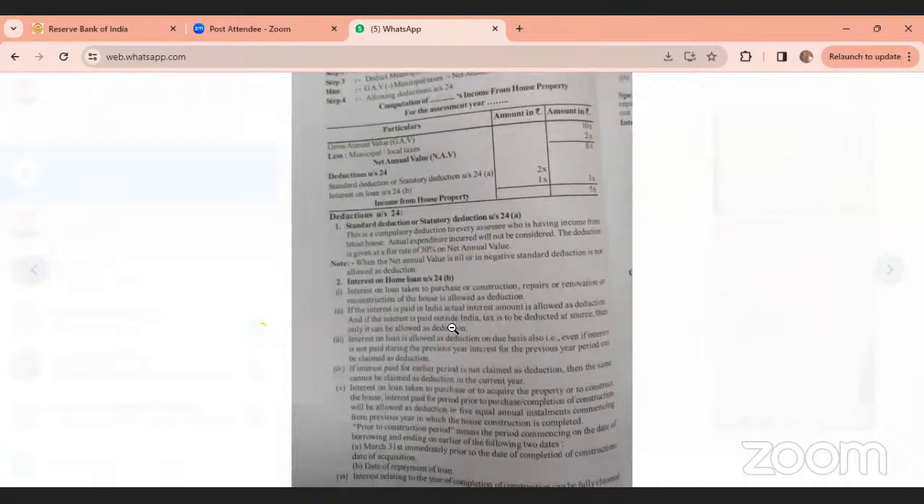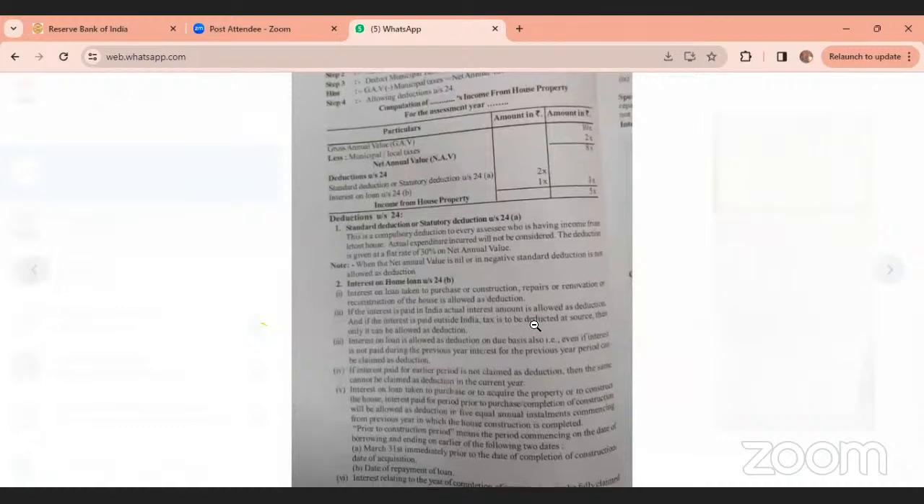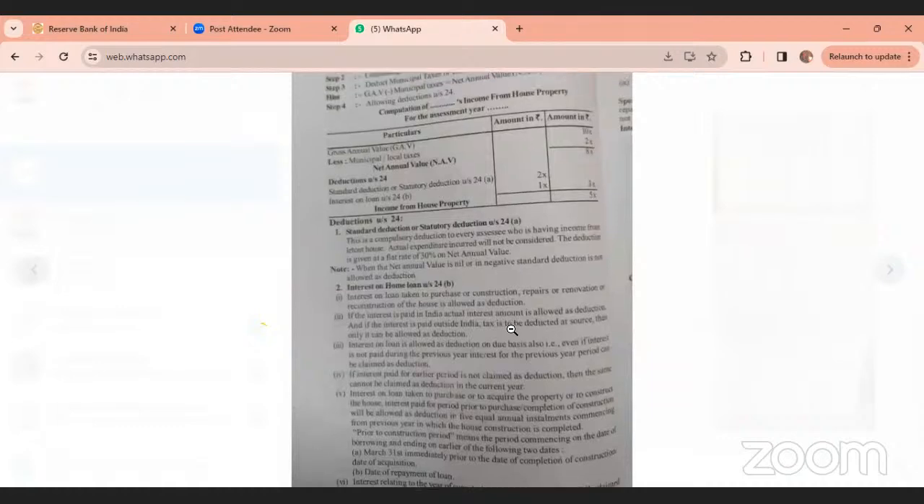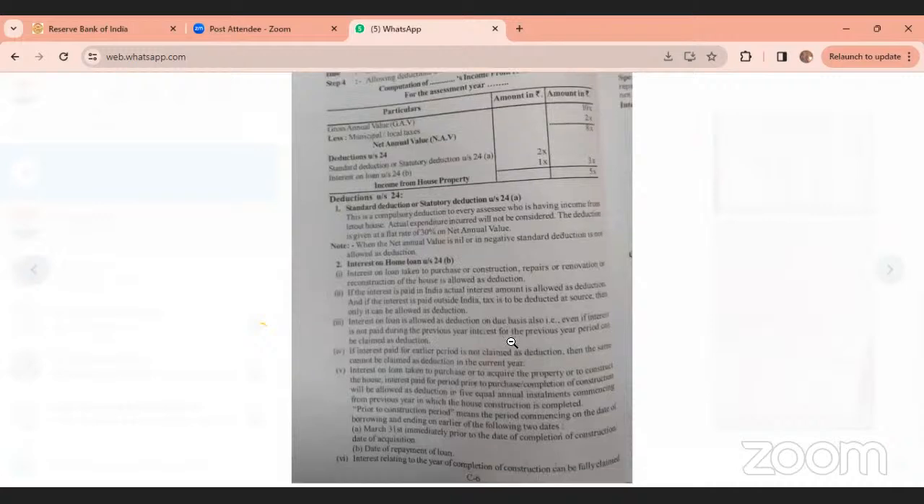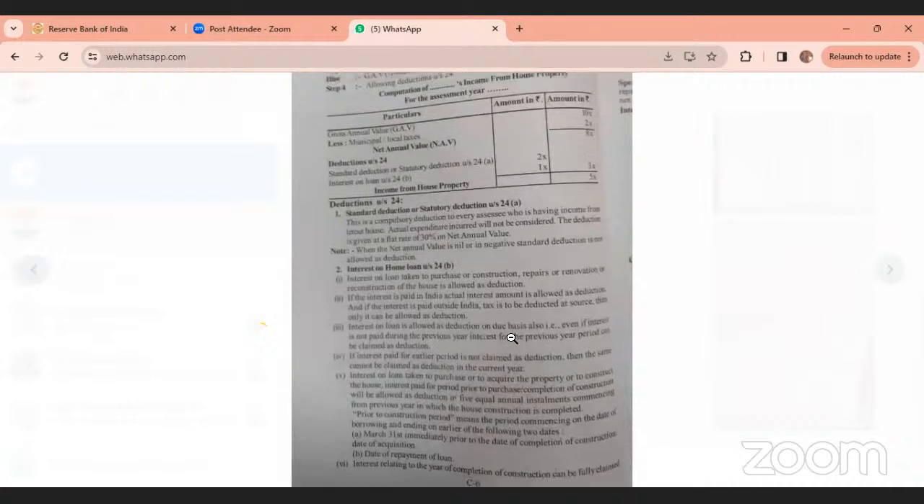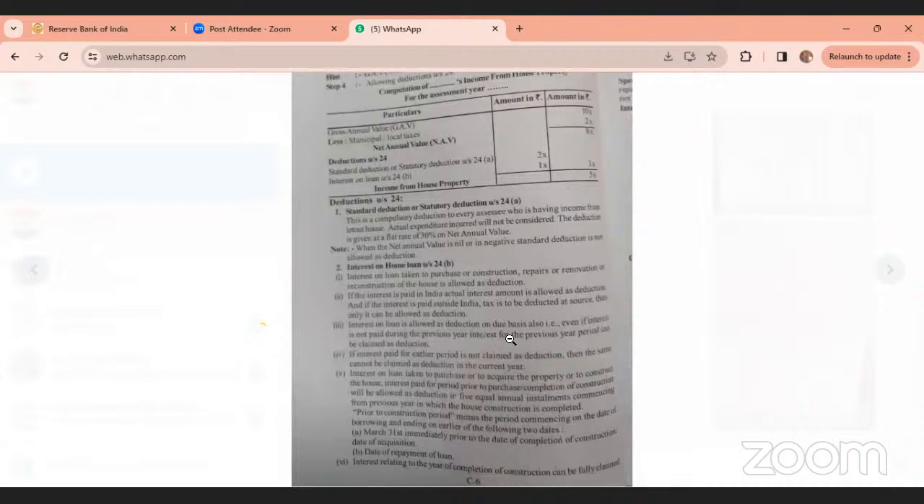Next, if the interest is paid in India, actual interest amount is allowed as deduction. And if the interest is paid outside India, tax is to be deducted at source. That means that one comes under TDS. Then only it can be allowed as deduction. That means already tax deducted at source is available. In that case, only deduct from the NAV. Next, interest on loan is allowed as deduction on due basis also.